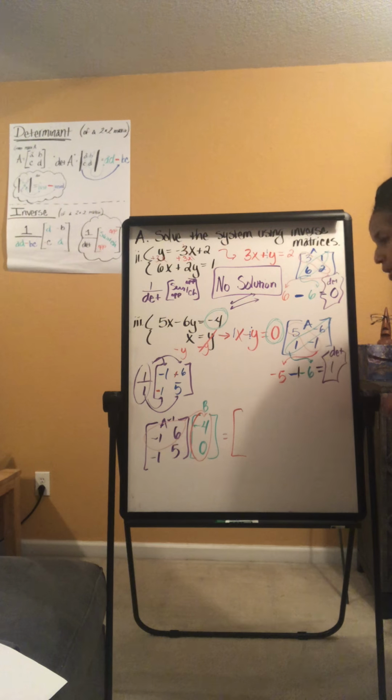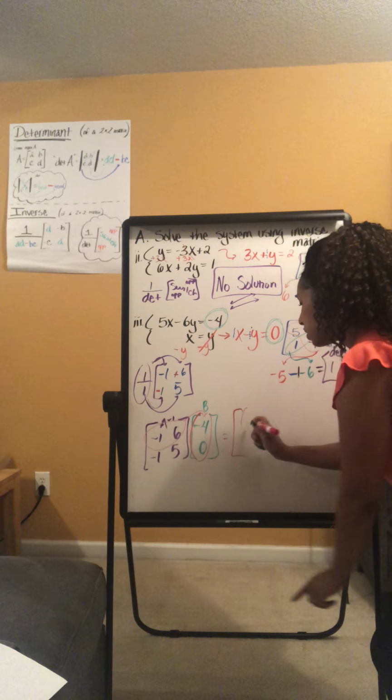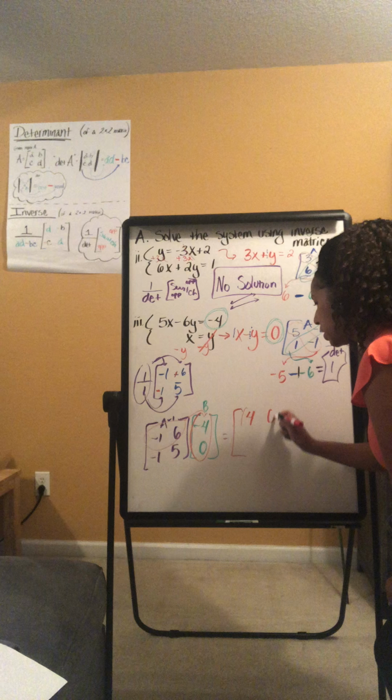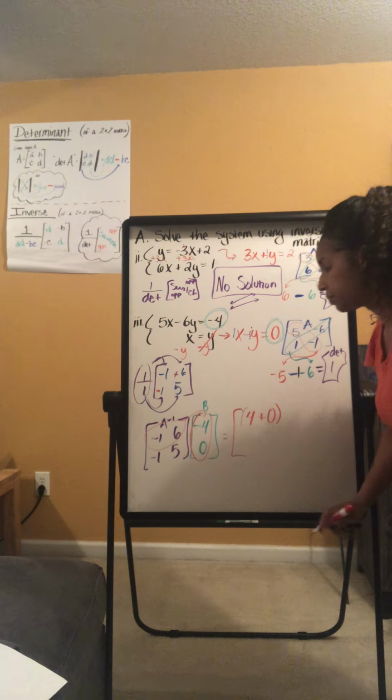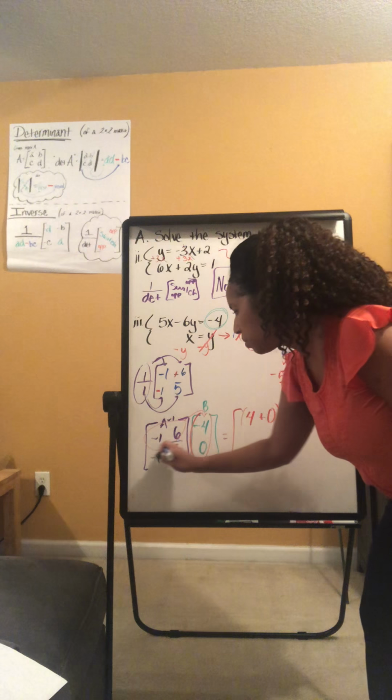Each one has its own partner. So the negative 6 multiplies with the negative 4. That's going to give me a positive 24. And the 6 is going to multiply with a 0. That's going to give me a 0. And of course, we always add. All right, that was it for the first row in the first column.